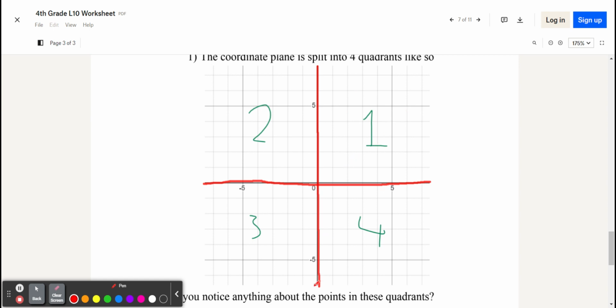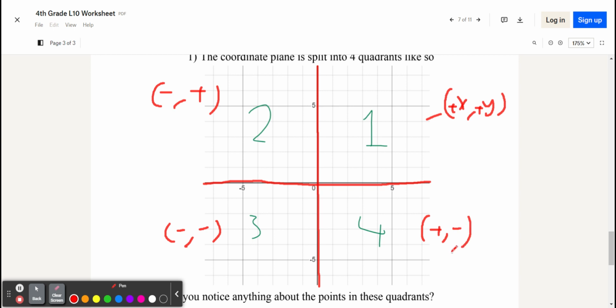And so what you should notice about these points is that for points in quadrant 1, both x and y are positive. In quadrant 2, the x is negative and then the y is positive. For quadrant 3, they're both negative. And then for quadrant 4, the x is positive, but the y is negative.